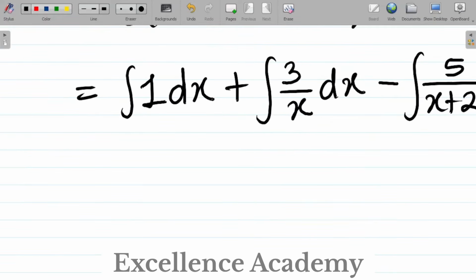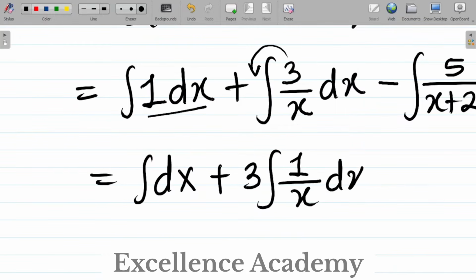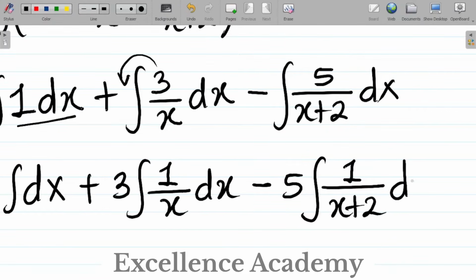Now if I integrate 1 times dx, it is dx. So take 1 outside. 1 times dx is dx. So I integrate dx plus, take 3 outside the integral sign, a constant should be outside the integral sign. That becomes 3 times the integral of 1 all over x dx minus, again, another constant, 5, outside the integral sign, the integral of 1 all over x plus 2 dx.